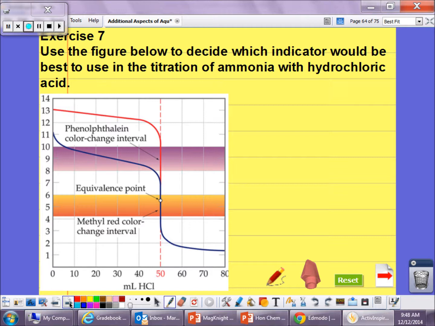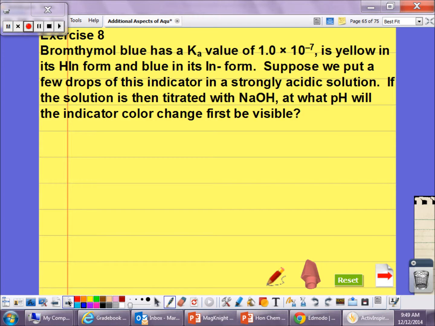If I choose the wrong indicator, then I will be sitting there waiting for it to change in color, and it won't change color until after 7, which is after the equivalence point. Let me repeat. You need to choose an indicator that will change color in the pH range for that salt. If they give you a picture, what about if they don't give you a picture? Let me show you something. This is the last one.